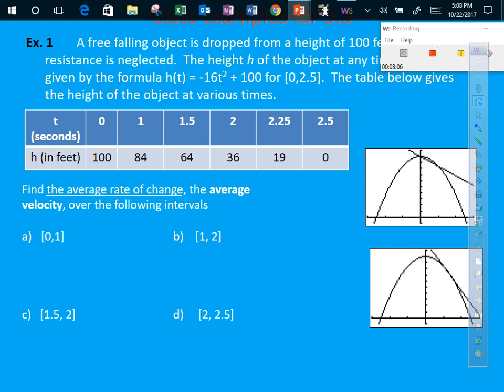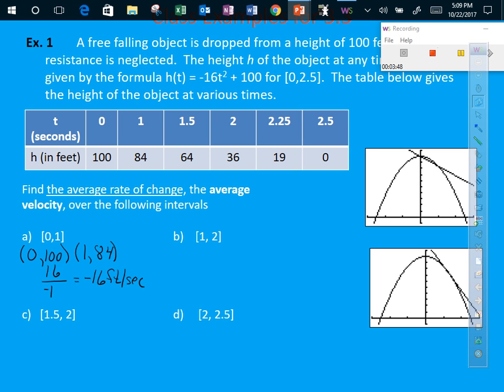Now here goes. It says find the average rate of change, the average velocity, over the following intervals. From 0 to 1. Well, guys, here's what we're really doing. At time 0, I was 100 feet in the air. 1 second later, it was 84 feet off the ground. We're just going to go get that slope. 100 minus 84 is 16. 0 minus 1 is negative 1. So I know we're at negative 16 feet per second.